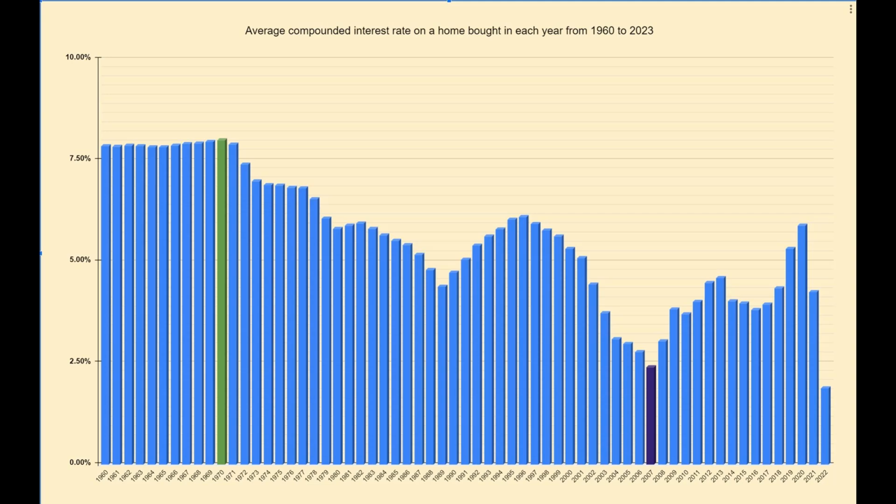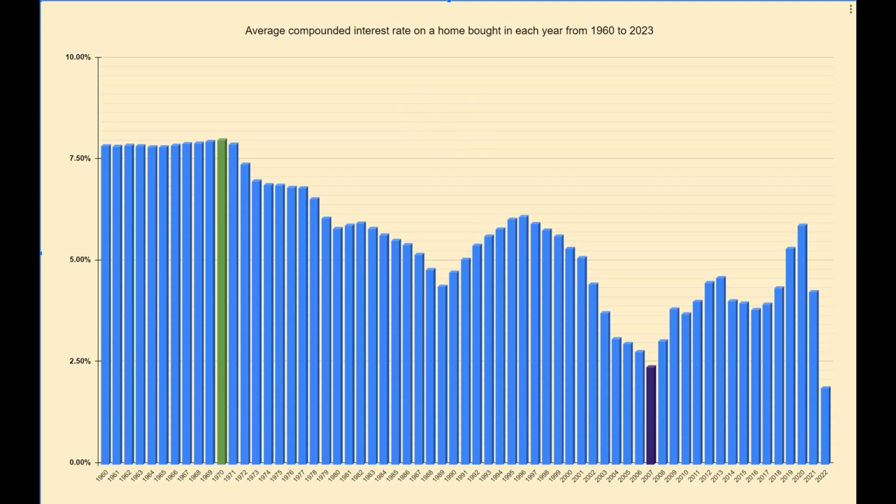Okay, and just a little bit of fun. So I've got another chart to show you. This is the only chart on this one. It's the average compounded interest rate on a home bought from each year from 1960 to 2023. Although I don't know why I said 2023, because we don't know what the future interest rate is. So it's basically to 2022, but I wouldn't even count 2022 because it's only 1 year's worth of data. But in any case, you can see that 1970 is the very best year, and it would have been a compounded interest rate of 8%, which is pretty phenomenal.